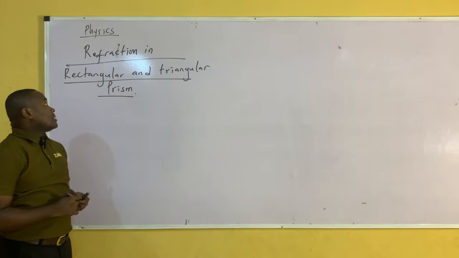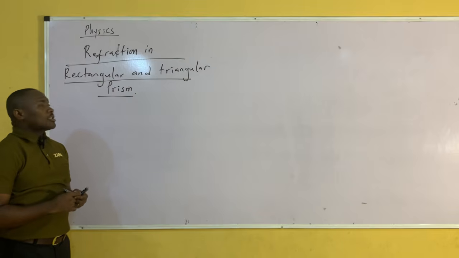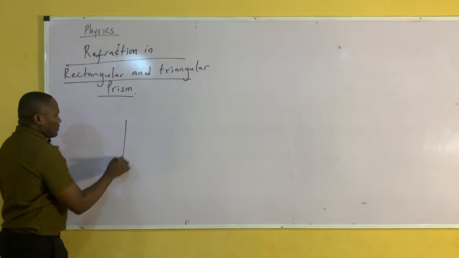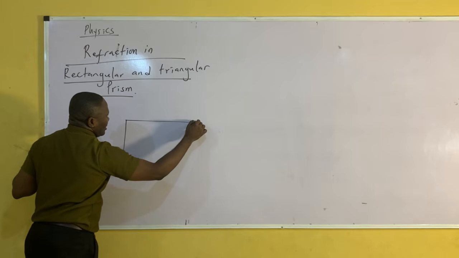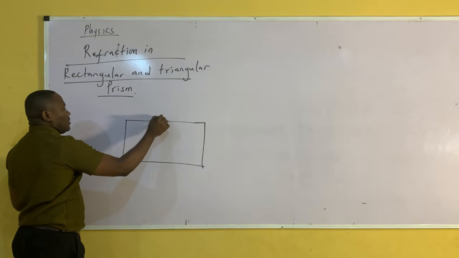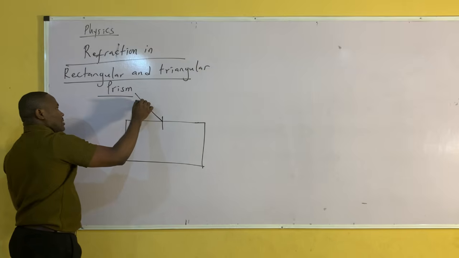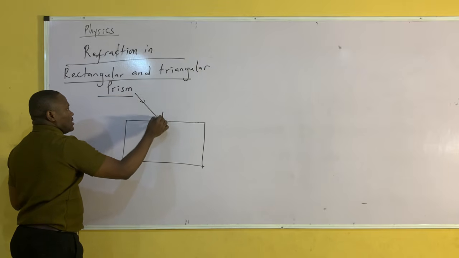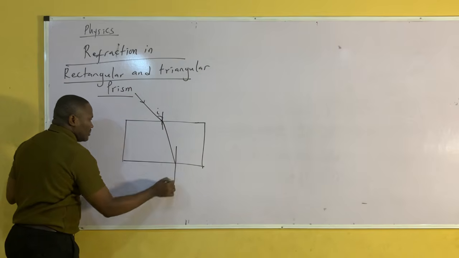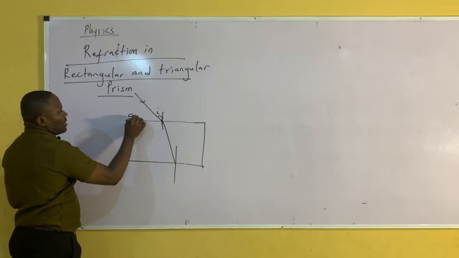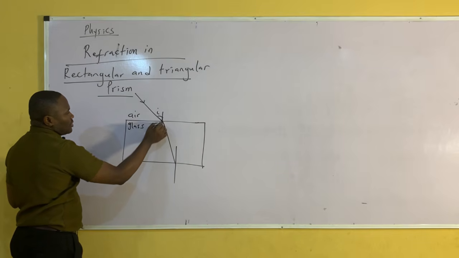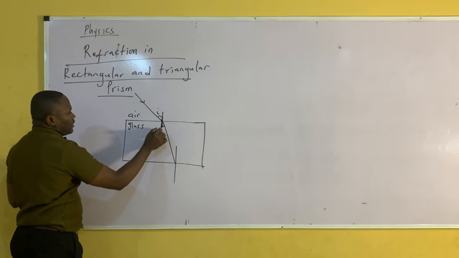Now let's look at refraction in rectangular and triangular prisms. Let's take a case scenario of a rectangular box like this. Now light strikes. This is the angle of incidence. It bends. Why is it bending? Because it's moving from air to glass. So it bends towards the normal. So this is the angle of refraction.